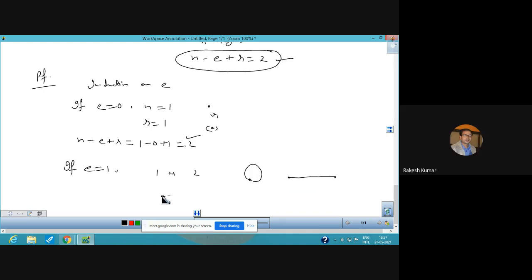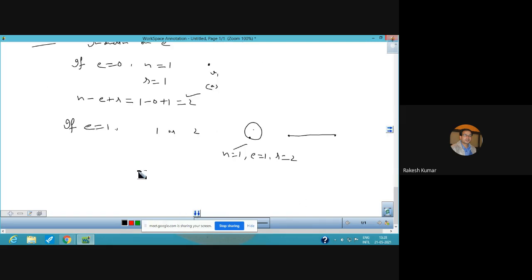So we will try to justify the formula in the case of the loop. In the case of the loop, n is 1, E is 1, and R regions are one inner region and one outer region. Outer is the infinite region, so R is 2. And the formula will be satisfied by using n minus E plus R. Put the values: 1 minus 1 plus 2.